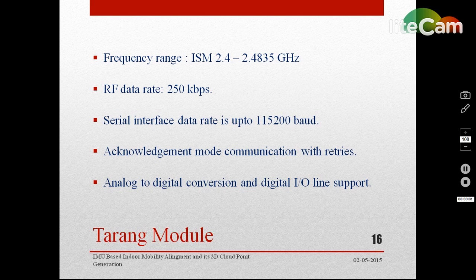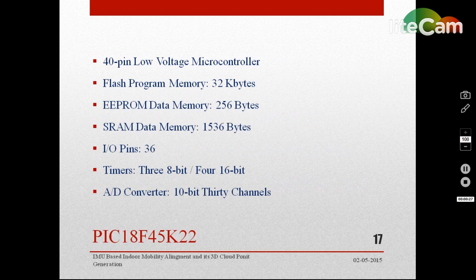An RF transceiver here uses a terrain model which has a frequency range of about 2.4 to 2.48 GHz, and an RF data rate of about 250 kbps. The serial interface data rate is about 1,05,200 baud, and acknowledgement mode communication is used, and analog to digital conversion and digital I/O lines are supported.